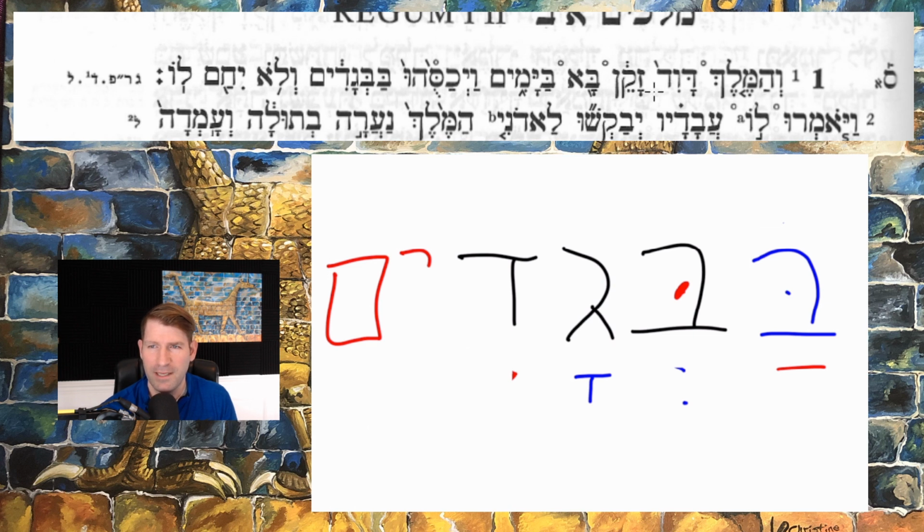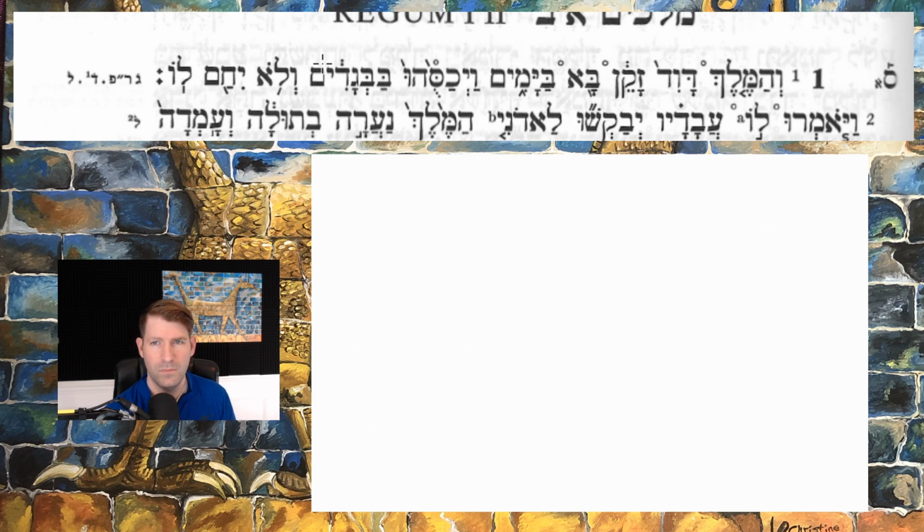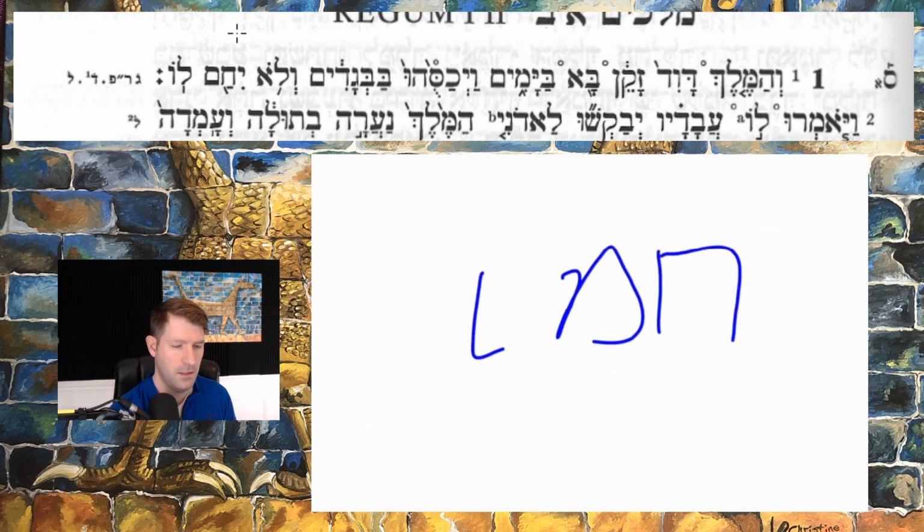Okay. So v'hamelech David zaken ba bayamim ve'yachasuhu ba begadim ve'lo yicham lo. Now, in Hebrew, when you say I'm cold, you say kar li. So it is like cold to me. So when we see here chamam, this is a geminate. So this is a geminate verb.